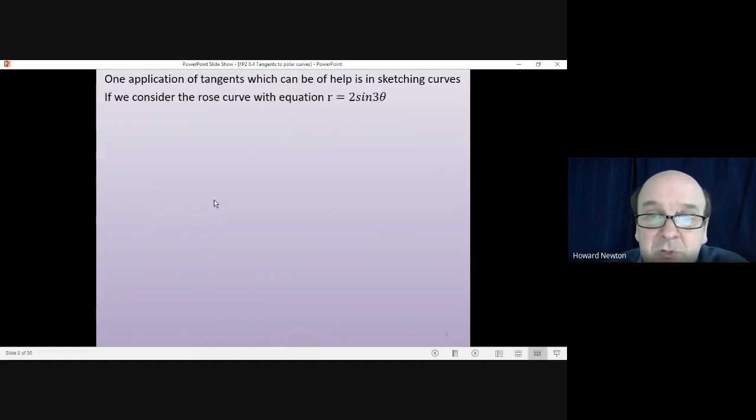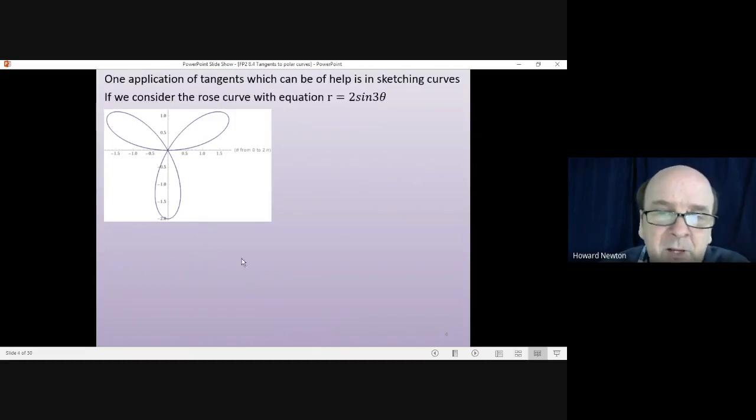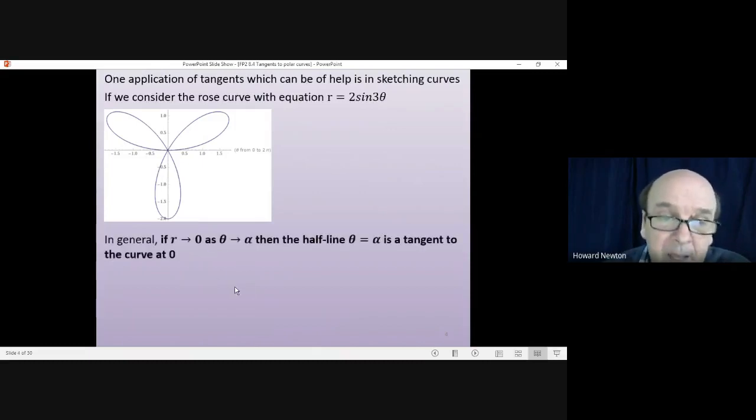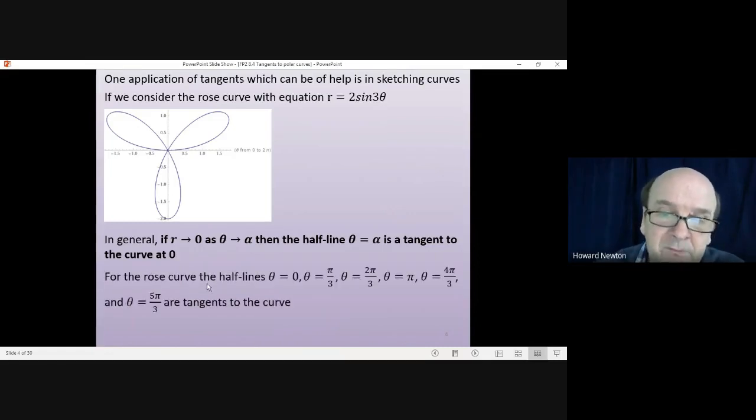So if we consider the rose curve with equation r equals 2 sine 3 theta, 3 is an odd number, so there'll be 3 loops, and it looks something like that. In general, if r tends towards 0 as theta tends towards the angle alpha, then the half-line theta equals alpha will be a tangent to the curve at the pole, or at the origin. So for the rose curve above, the half-line theta equals 0, which would be the positive x-axis, will be a tangent to the curve.